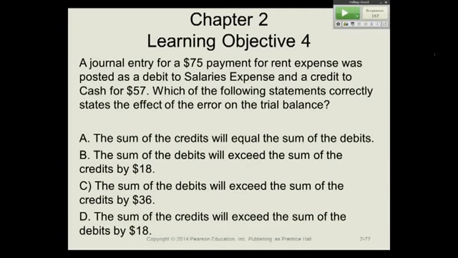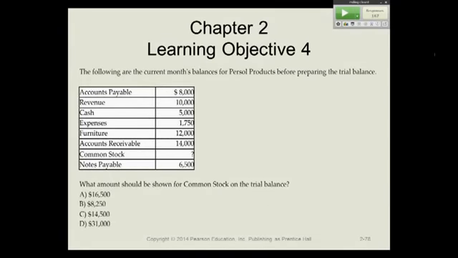Now, according to Rutgers time, got 6 minutes to go, and I'm going to ask you one more question. And what I want you to do is answer the following. You need to find out how much common stock should be in this trial balance. All right, so how much common stock would you have in this trial balance?